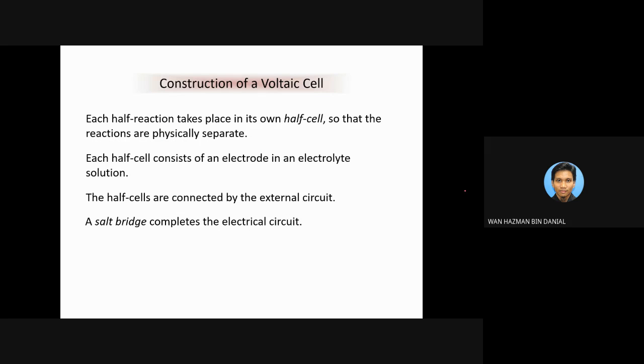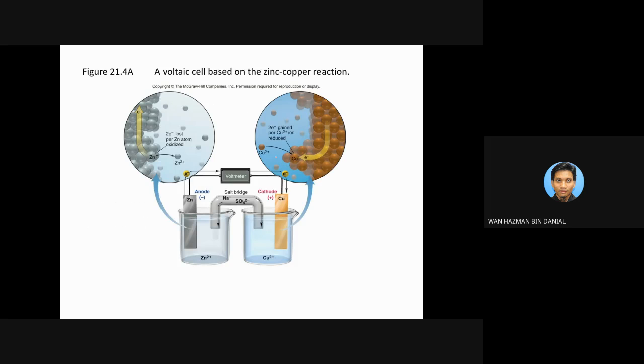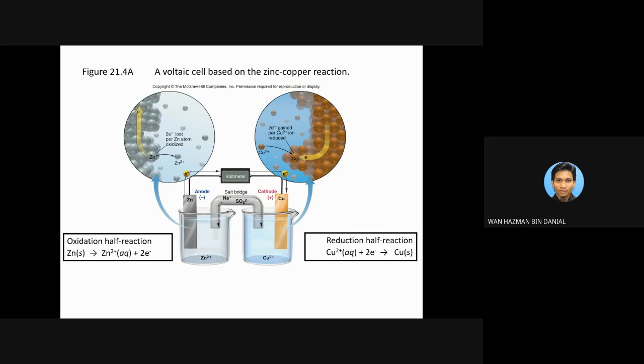Right, so construction of a voltaic cell. Each half reaction takes place in its own half cell, so that the reactions are physically separate. Each half cell consists of an electrode in electrolyte solution. Half cells are connected by an external circuit. Salt bridge completes the electrical circuit. Ini kalau kita ada ni lah, the construction of the cell ni macam mana. So kita ada zinc kat sini and then connected with the salt bridge.